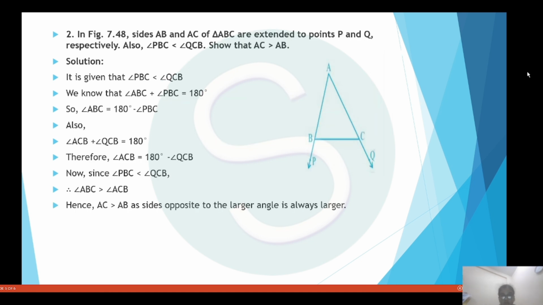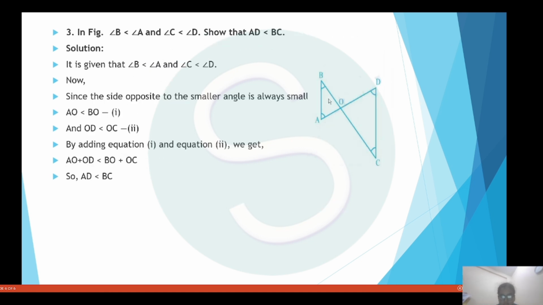So here we are given that angle A is greater than angle B, right? So the side opposite to angle A is OB, and the side opposite to B is OA. So OB will be greater than OA by the property that the side opposite to the smaller angle is always smaller. So if B is smaller, its opposite side OA will be smaller than OB. Similarly, in triangle ODC we are given that angle D is greater than angle C, then the side opposite to D, that is OC, is greater than OD.